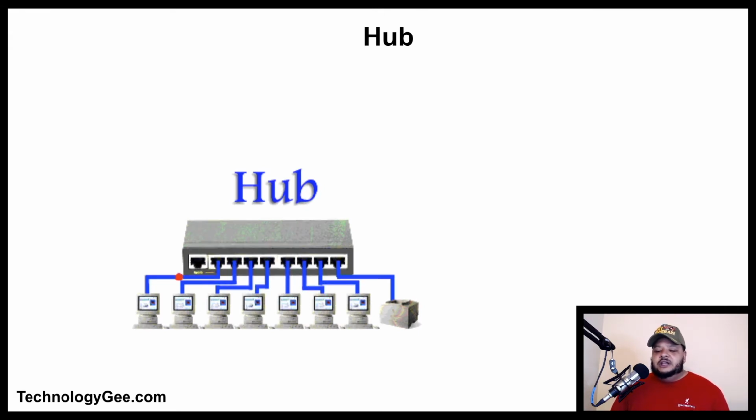And basically what you're looking at here, you see the signal coming in through one port right here. And as it enters the hub, that signal is broadcasted to every other port and device that is connected to that port. That is essentially what a hub does, ladies and gentlemen.